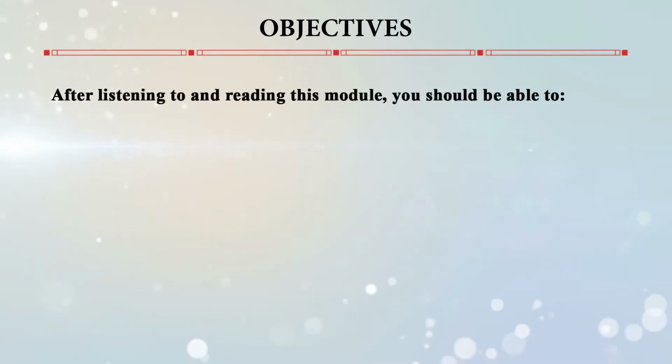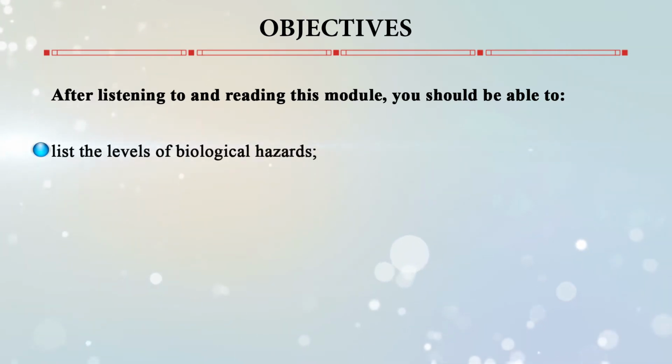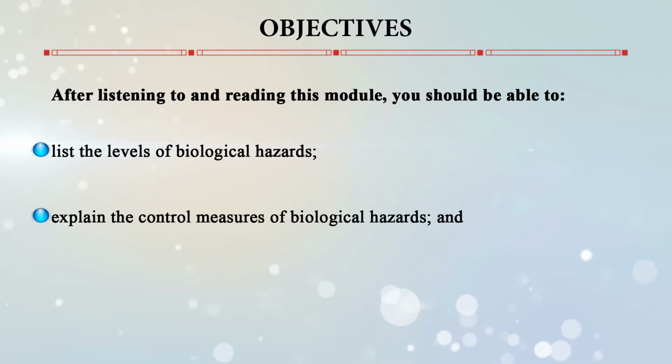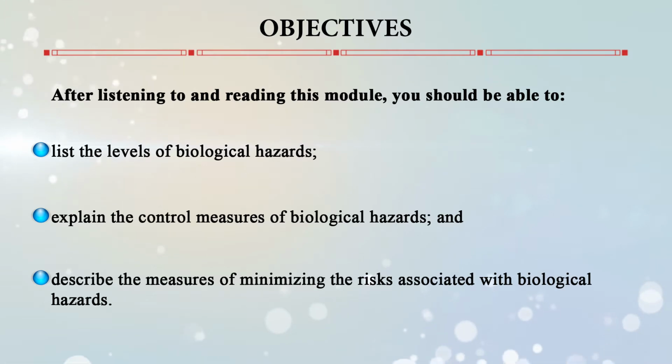After learning this module, you will be able to list the levels of the biological hazards, explain the control measures of biological hazards, and describe the measures for minimizing the risk associated with biological hazards. So, the levels of biological hazards.